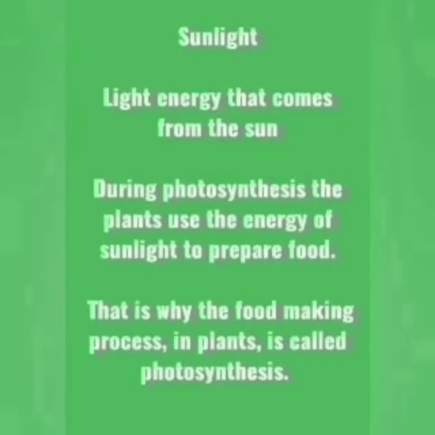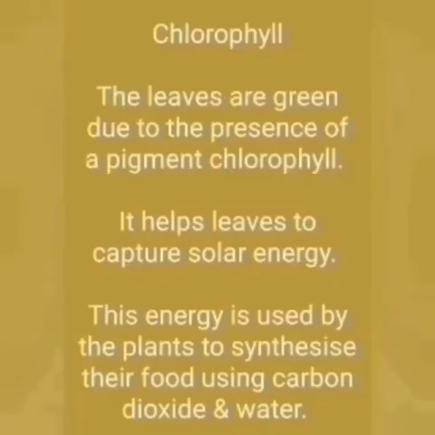Sunlight. Sunlight is the light energy that comes from the sun. Photosynthesis takes place in the presence of sunlight, so this process takes place in daytime. During photosynthesis, the plants use the energy of sunlight to prepare their food. That is why the food making process in plants is called photosynthesis. Photo means light, synthesis means to combine.